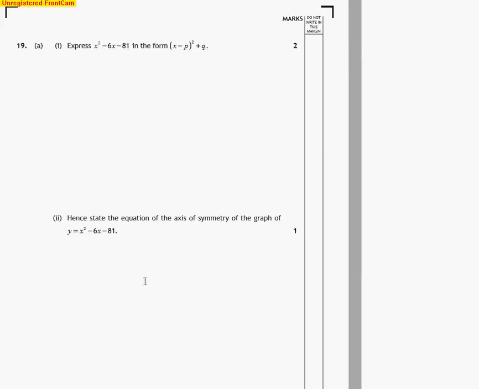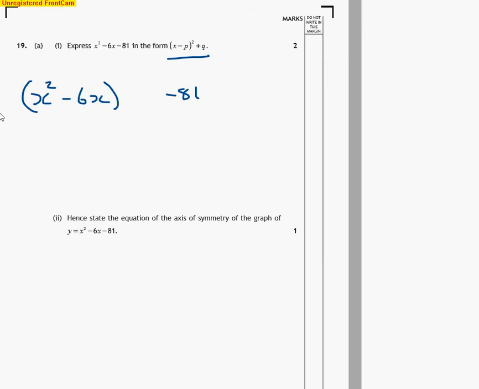Okay, 19a. This is a complete the square question. The minute you see this, you should be thinking complete the square. So we've got x squared minus 6x minus 81. So I'm going to write x squared minus 6x, and I'm just going to move over here and put the minus 81. So this bit here, we're going to manipulate. The minute you see this, you're thinking complete the square, and we're going to manipulate this first section.